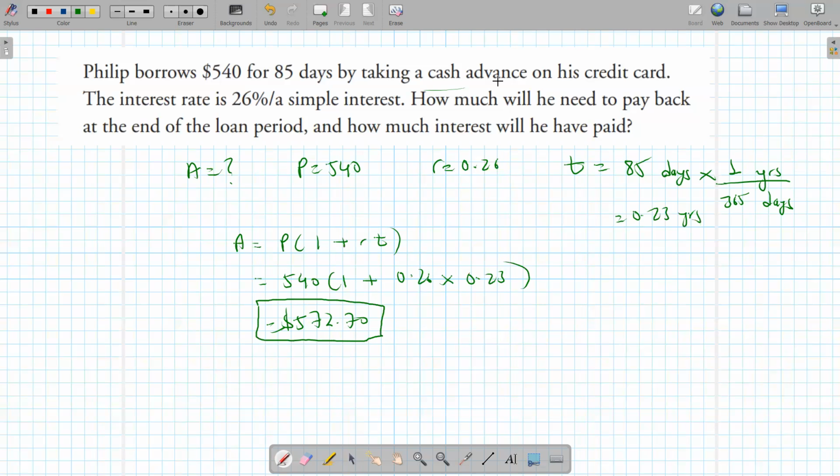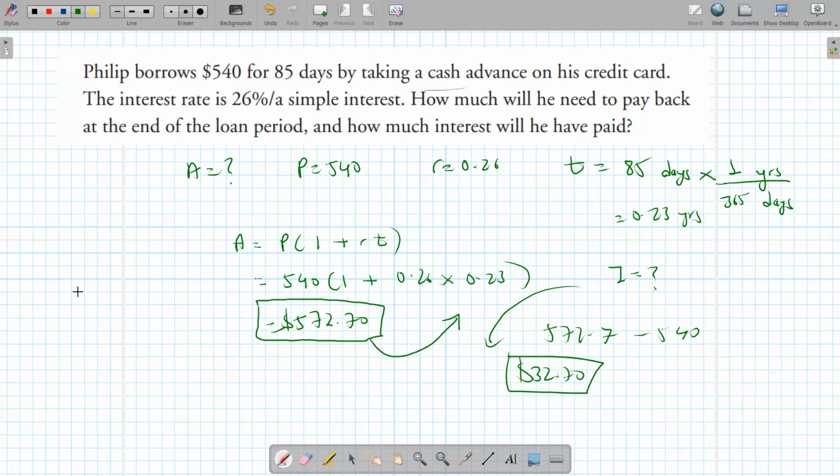How do we find interest? How much of this is interest? He's going to pay this much back. How much of this is he paying back just in interest? You subtract the initial amount. Yeah, exactly. So 572.7 minus 540 gives you $32.7. So this is the interest amount.